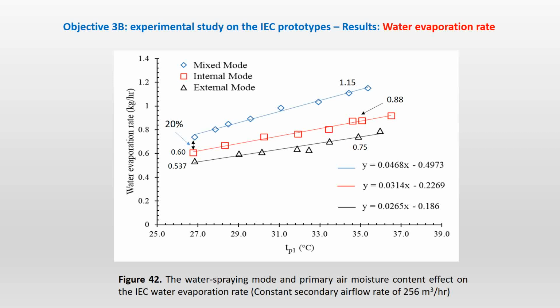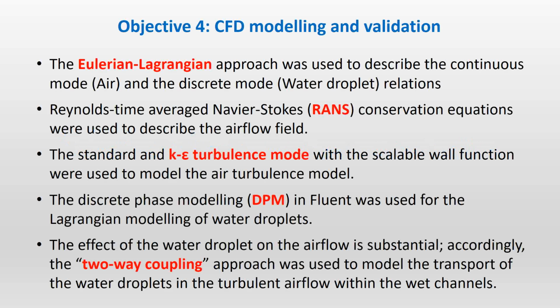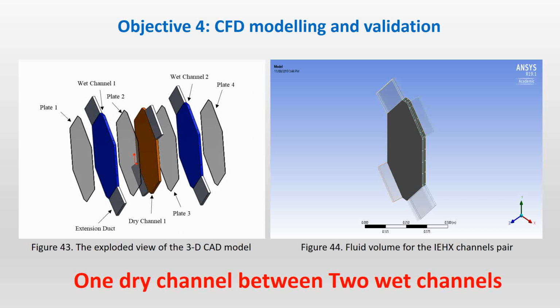So I use the Lagrangian approach. I use the RANS conservation equations, the k-epsilon turbulence model, the DPM for the water droplet, and the two-way coupling to couple the approaches for both the evaporation and the dry air. I just took a sample, one dry channel in between two wet channels, putting the ducts the same as in real life. This is the boundary layer for the fluid domain. The plates are going to be separating the fluid domains in the wet and dry channels.